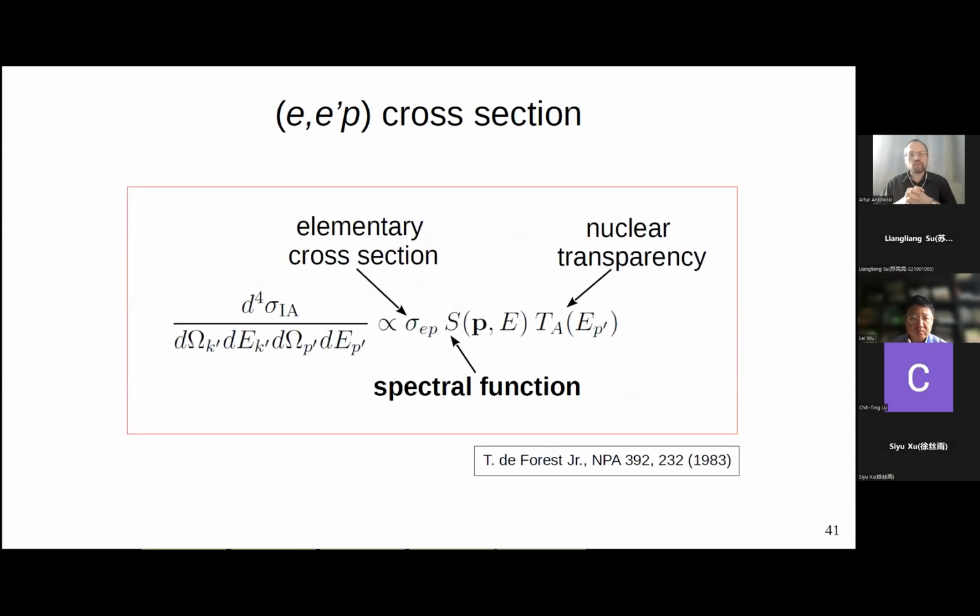When final state interactions do not play an important role, the coincidence cross-section that we measure can be expressed in a simple form as a product of the elementary cross-section times the spectral function times nuclear transparency. And nuclear transparency accounts for attenuation of protons on their way out of the nucleus. In other words, protons may deviate from where we expect them to be, and we simply lose them. So we need to account for that. To obtain the spectral function, as you can guess from this formula, you need to measure the coincidence cross-section divided by the elementary cross-section for the moving off-shell protons, and divided by nuclear transparency.